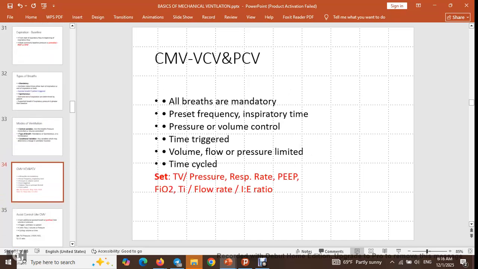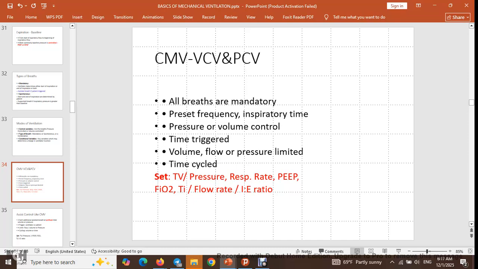So in volume and pressure, as has been said already, pressure can be controlled in pressure control, inspiratory pressure or air pressure. The other is that volume can be controlled in volume control ventilation. So trigger can be time trigger or pressure trigger or flow trigger. The other thing is limit, which can be rate limit or pressure limit or flow limit.